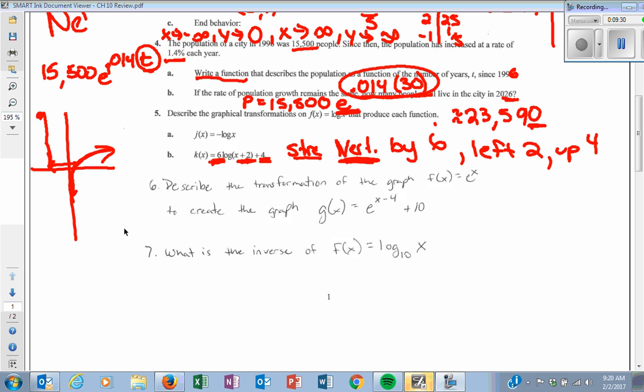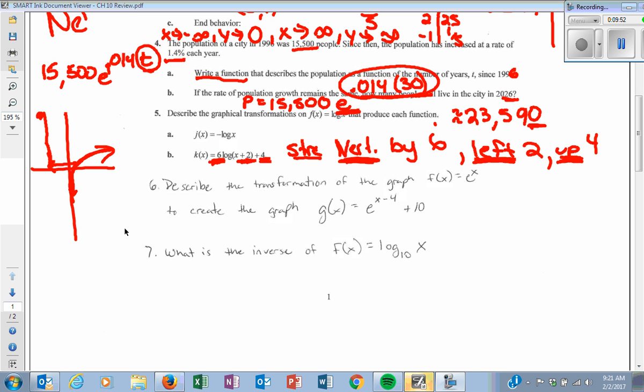You can say a horizontal shift. Horizontal means left and right, or you could say vertical shift, which would mean up and down. And if you say horizontal shift, you would say -2, or you would say vertical shift up 4, something like that.